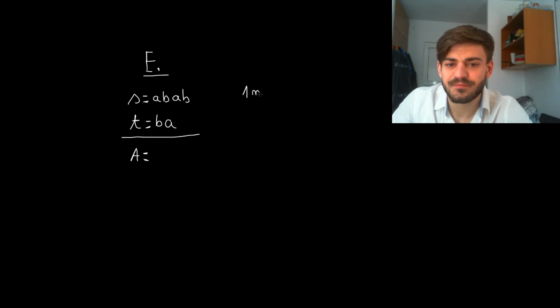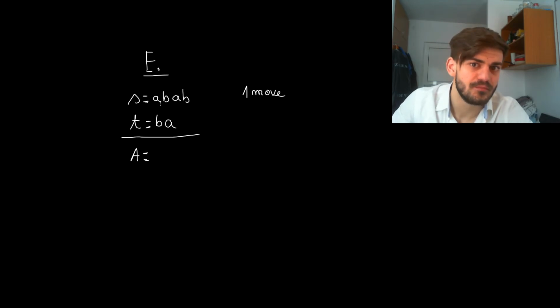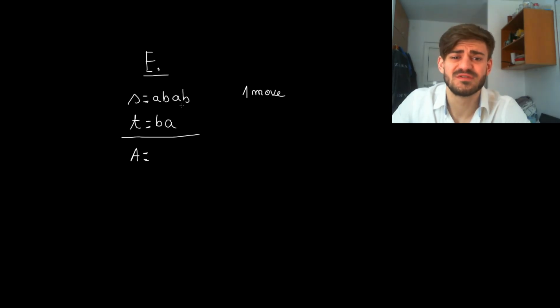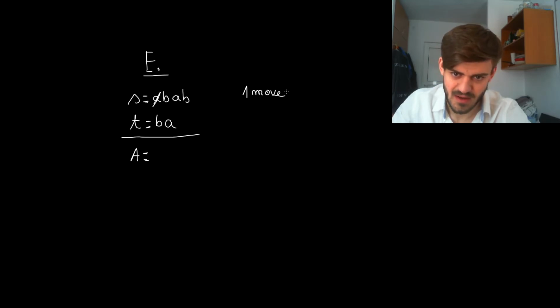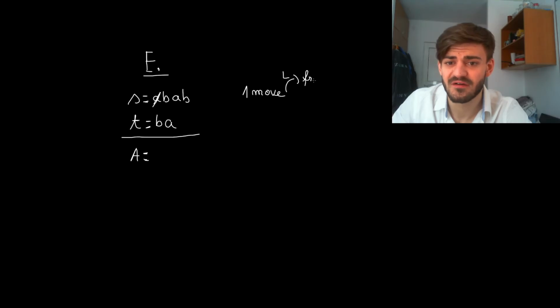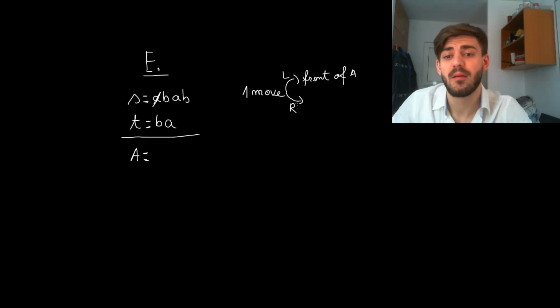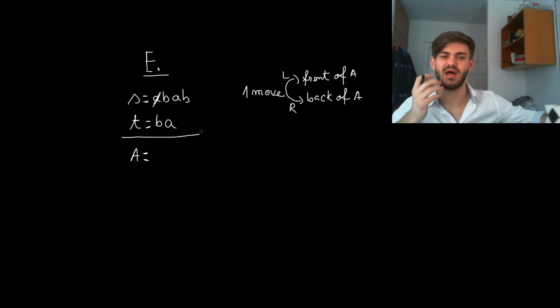We basically can perform between 0 and n moves, where n is the length of S, because I can't perform more than n moves. And in one move, what will I do? I will remove the first character from S, and I can have, let's call it, a left move. That character that I have just removed, I will insert to the front of A, or I can have a right move. That character that I've just removed from S, the first one, I'm going to move to the back of A. Just like A is a double-ended queue or something.